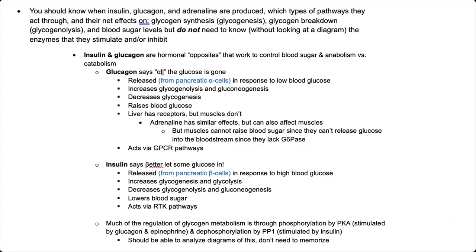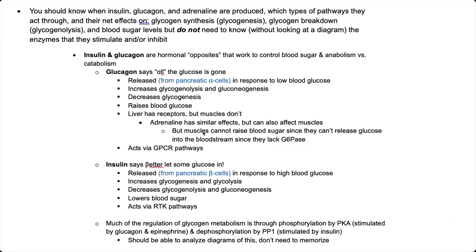And so we'll get more into this in future units. But for now, just remember glucagon, glucose is gone, do things to increase blood sugar. Insulin, let glucose in, glucose is high, let's let some into the cells, let's hook it up to form glycogen, and let's use it to make things. The glucagon is going to act through GPCR, and the insulin is going to act through RTK.